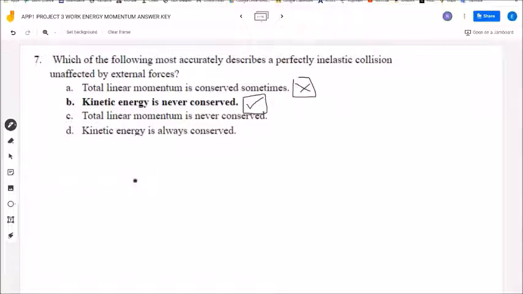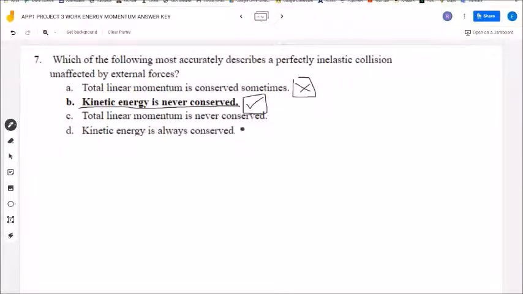Some of the initial kinetic energy is always lost to heat, and some is converted to potential energy in the deformed shapes of the objects as they lock together at the moment where they collide. That's the reason why kinetic energy is never conserved. So we know B is true.